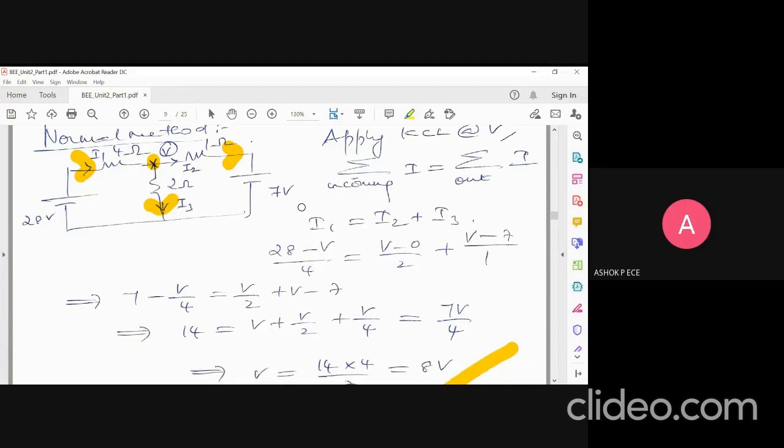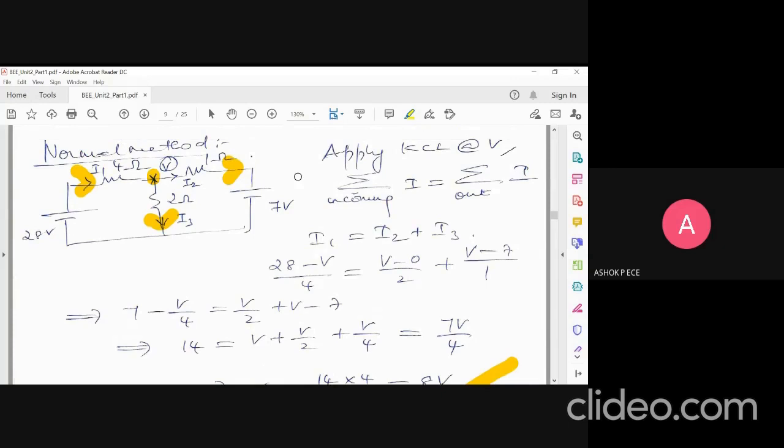In 2 loops, you will find that KCL or KVL might be an easier method compared to Thevenin's theorem. Accepted. But when you have more than 2 loops, when you have 3 or 4 loops in your problem, then Thevenin's theorem will be easier to do than the conventional method.